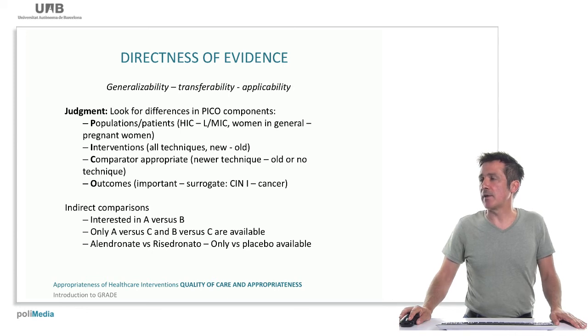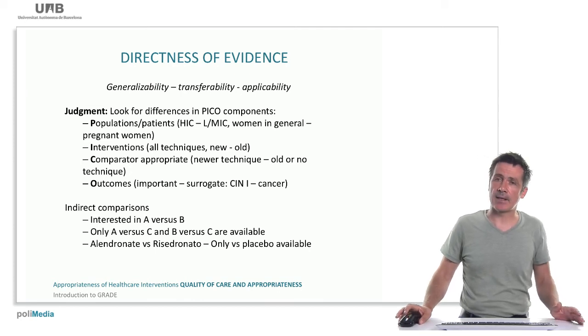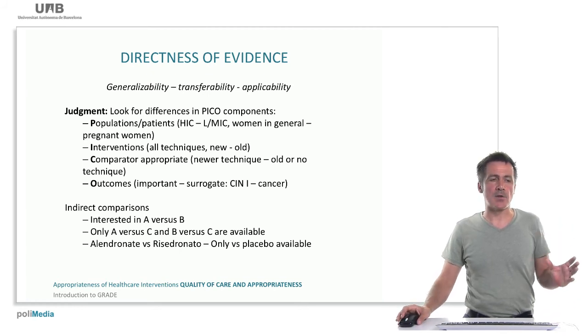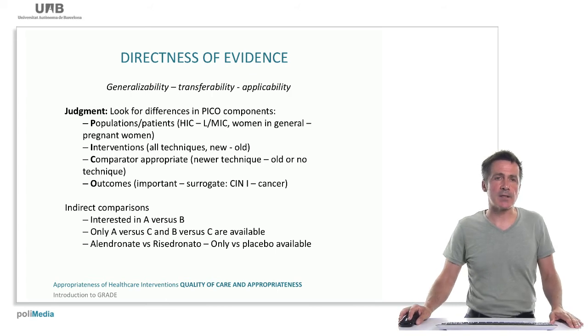Also, sometimes we're interested about a specific comparison, for example, A versus B, but we only have indirect data or indirect comparisons. For example, we have only A versus C and B versus C. For example, there are many studies comparing alendronate or other bisphosphonates like risedronate to placebo, but there are no head-to-head studies. So we have indirect data to answer that question, and therefore our confidence in these results is lower than if we had head-to-head comparisons.